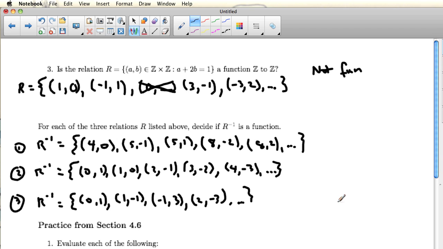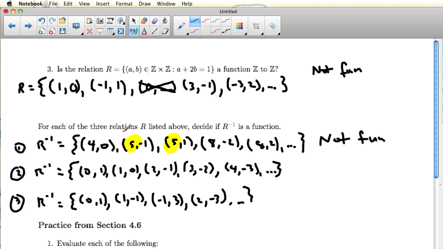Okay, so hopefully your pairs look something like this. I didn't write down all of them. I want to give myself enough room to write over here. But I can see right away that in this first example, I do have a problem with the input of 5. The input 5 has multiple outputs, and so this R inverse is not a function because we don't have just one output for the input 5.